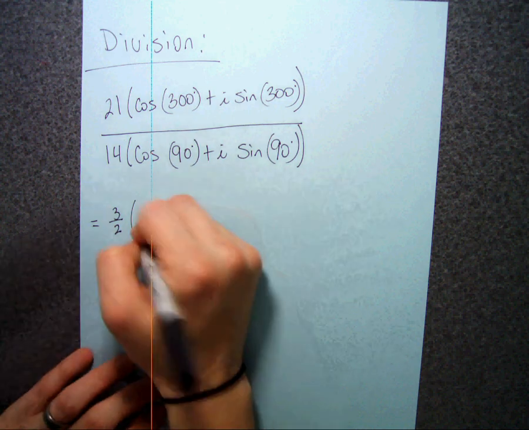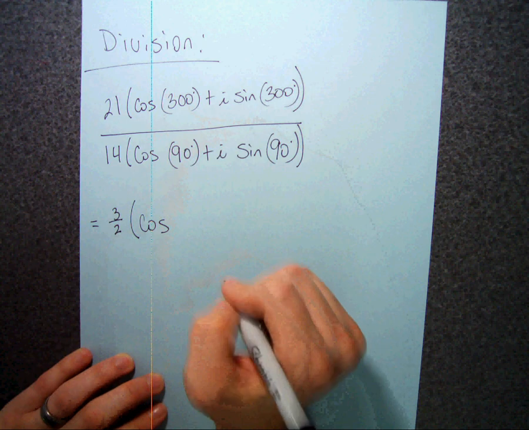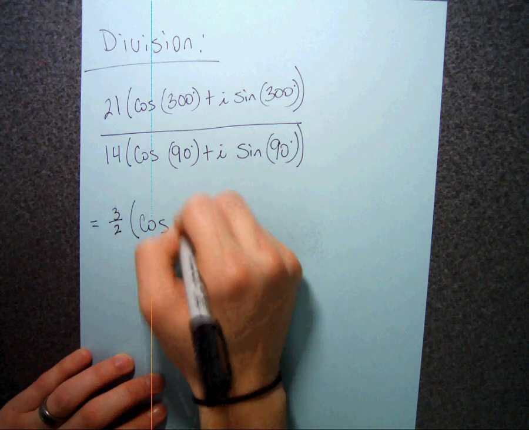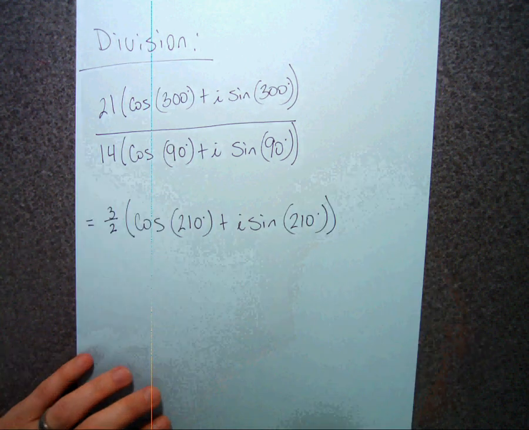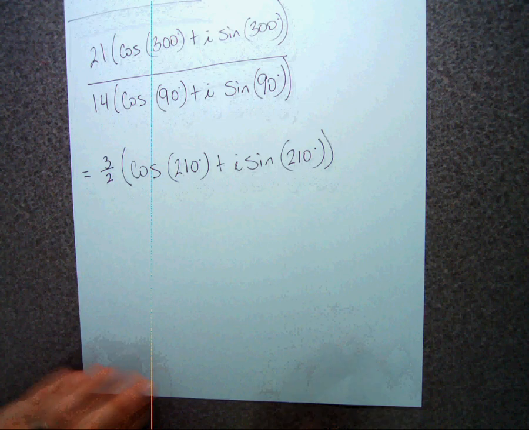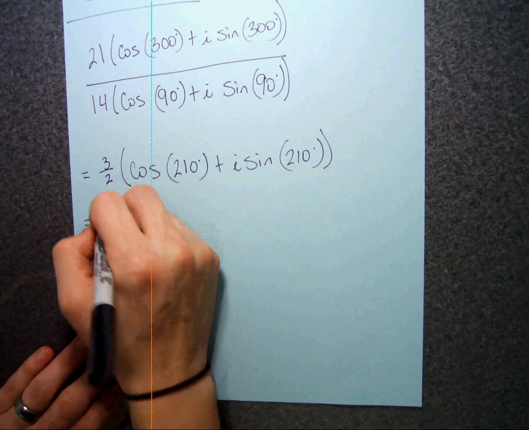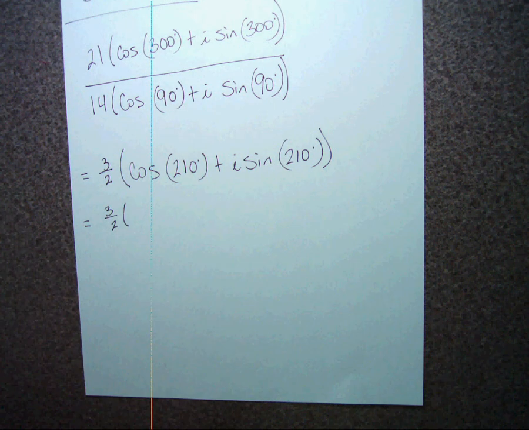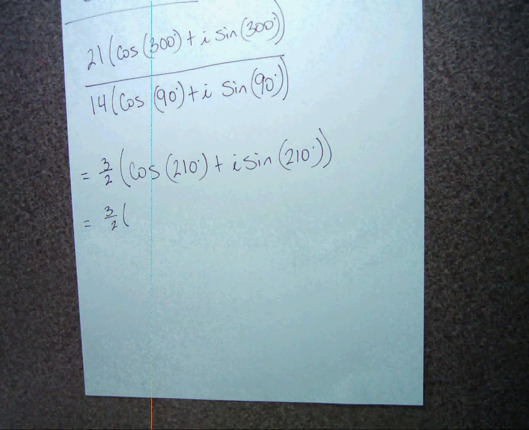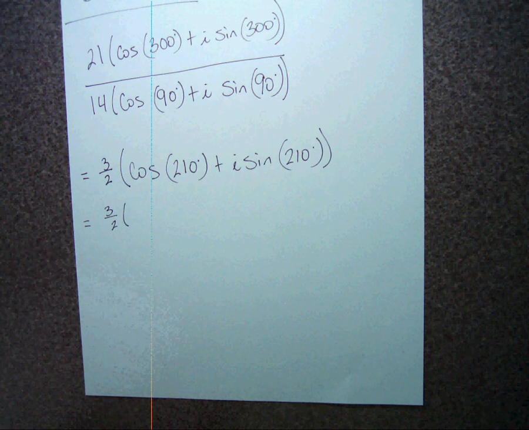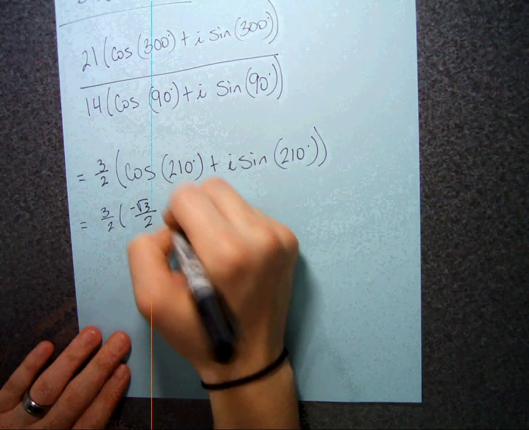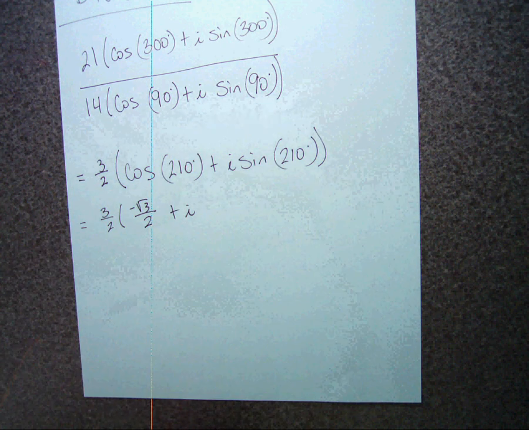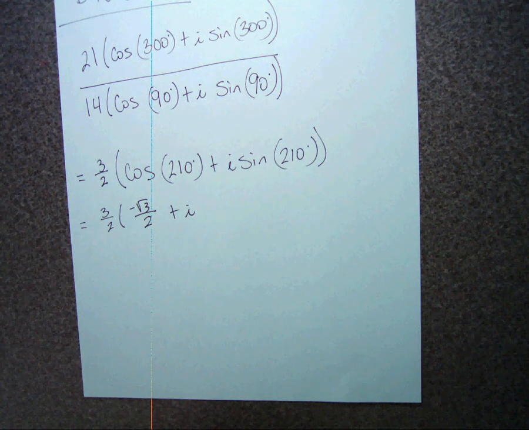So I'll have cosine of 210 plus I sine of 210. And I want to write my final answer in standard form. So I'll have 3/2 times cosine of 210 degrees. 210 is a pretty number on the unit circle. What is cosine of 210 degrees? Negative square root of 3 over 2, I agree. Plus I times what? Sine of 210? Negative 1/2.